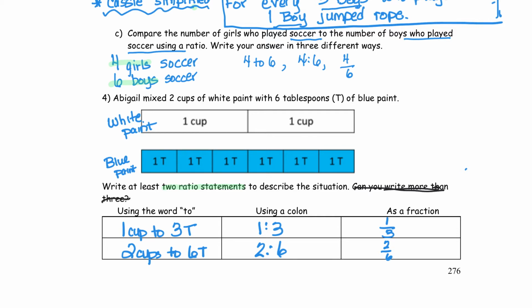So 1 cup of white paint to 3 tablespoons of blue. 1 to 3 using a colon, 1/3. And lastly, 2 cups to 6 tablespoons of blue, 2 to 6, and 2/6. All right, let's take a look.